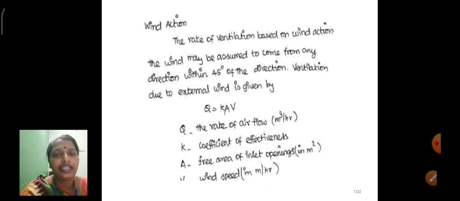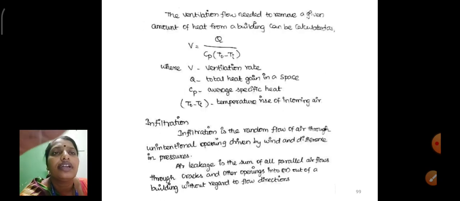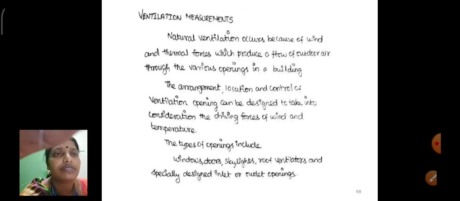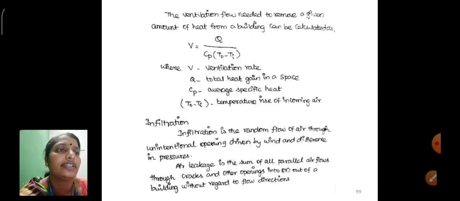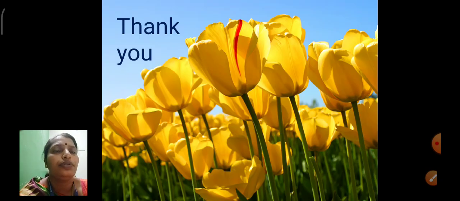Okay, finally, this lecture 3 discussed the topic of ventilation, okay, and types of ventilation and climate and the design of solar radiation, okay, and then heat reducing using wind action, wind speed analyzed, and then infiltration ventilation measurements are analyzed. And finally, central heating systems are also calculated. Okay, thank you. Thank you, one and all.